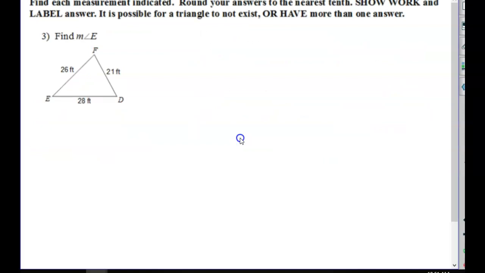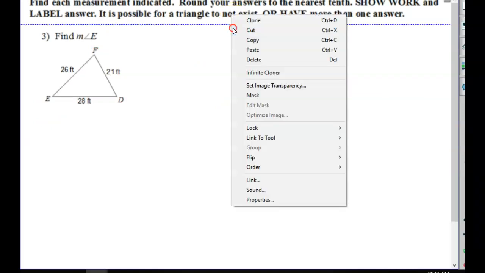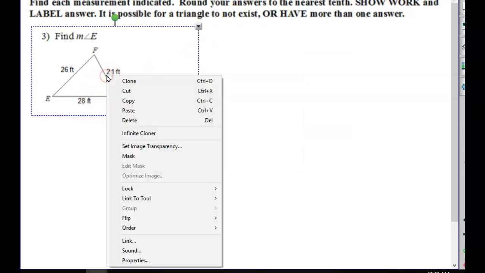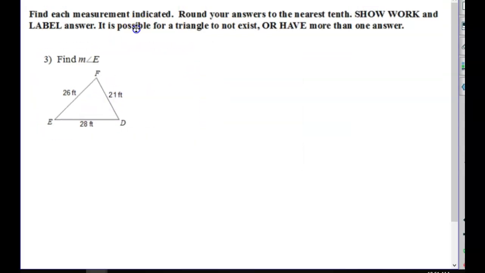Okay, now reading directions again. It says, find each measurement, round your answer to the nearest tenth, show work, and label your answer. It's possible for the triangle to not exist or have more than one answer. Okay, this says find the measure of angle E. So this is what I want to find, and my label is going to be degrees. How do I set that up? Your challenge is figuring out how to get started on these.